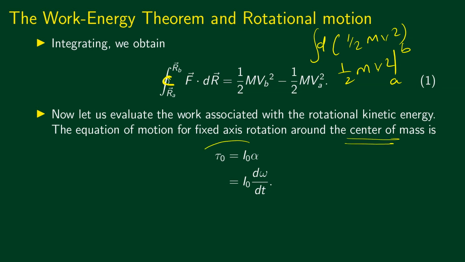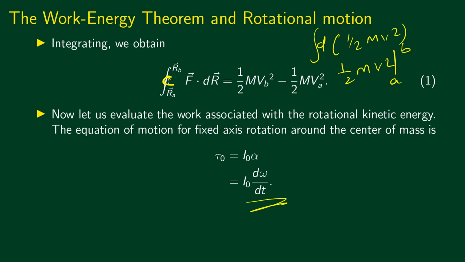So we have already written the equation of motion. We have seen these equations and the analogy between Newton's second law and this equation. Tau 0 is equal to I0 alpha. Here, instead of mass, what comes is the moment of inertia about the center of mass, or the moment of inertia about the axis of rotation passing through the center of mass. So tau 0 is equal to I0 alpha. Alpha is the angular acceleration, which you can write as d omega by dt. So you get tau 0 is equal to I0 d omega by dt.